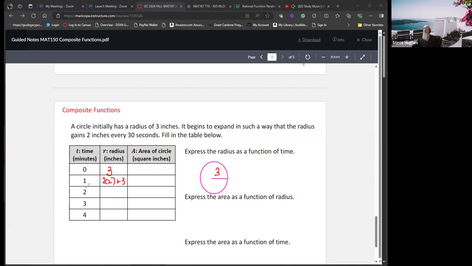All right, for the next one, at 2 minutes, it's going to be 2 times how many 30 seconds do I have in 2 minutes? I have 4, right? 2 times 4 plus 3. In 3 minutes time, what am I going to have? 2 times how many? 6 plus 3.